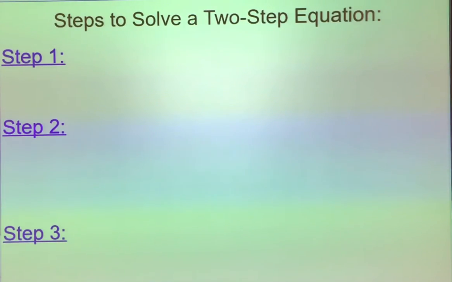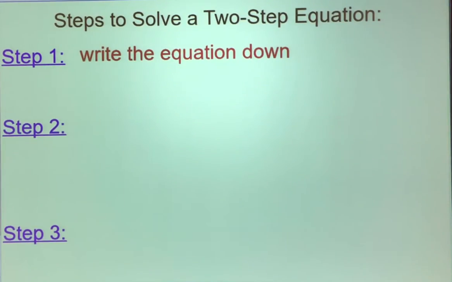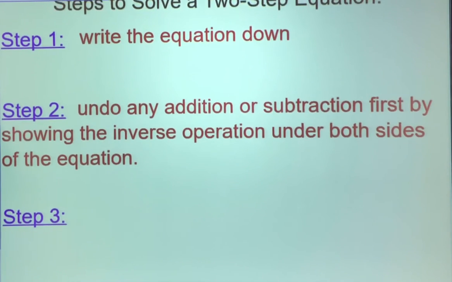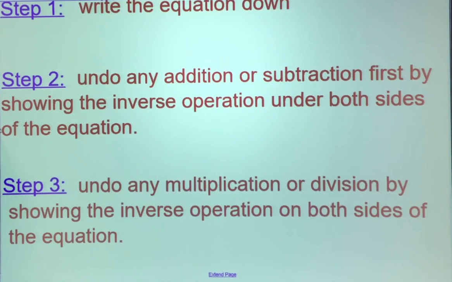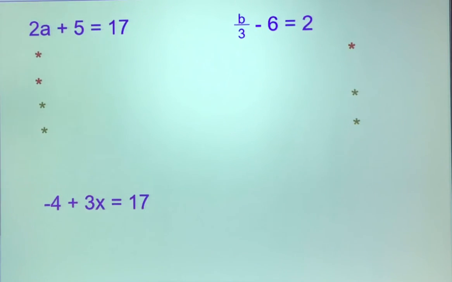Well, we all know by now that step number one is to write the equation down. After you get it written down, we're going to undo any addition or subtraction first by showing the inverse operation underneath both sides. After we have the addition or subtraction taken care of, we're going to undo any multiplication or division by showing the inverse operation on both sides. Let's take a look at about 3 examples.